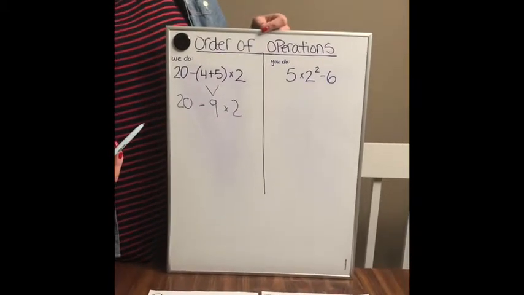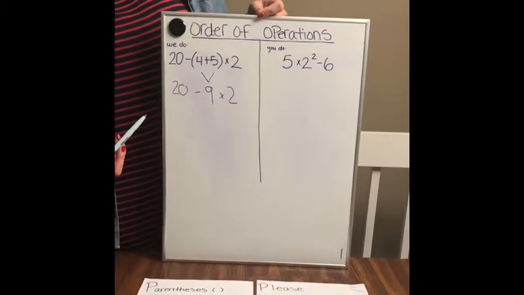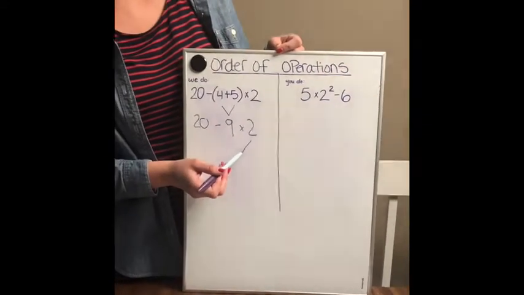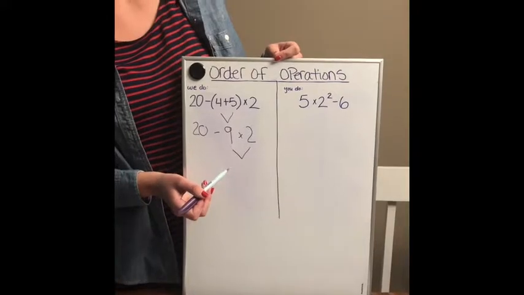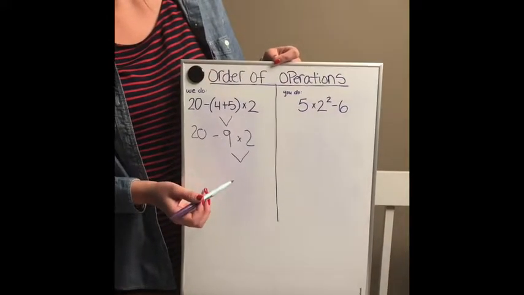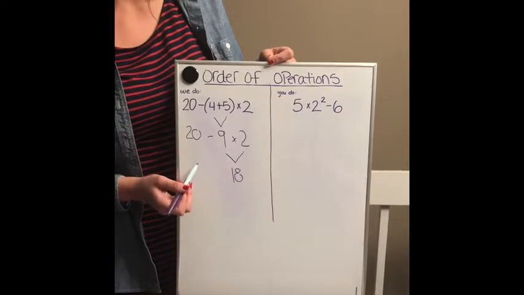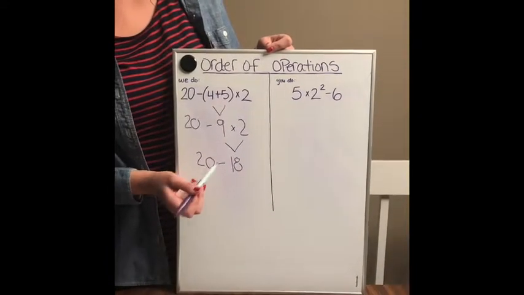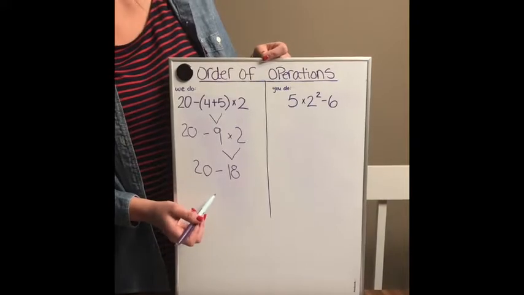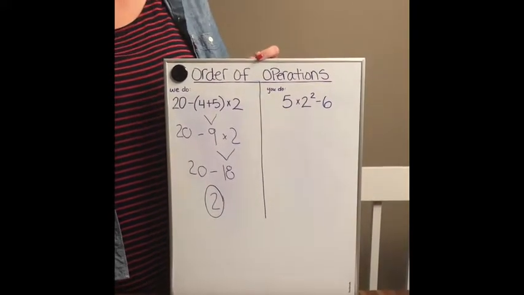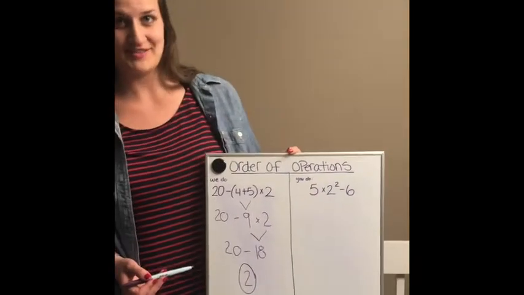What comes next? Please email my dad. Multiplication. Multiplication. So we're going to do 9 times 2, which is? 18. 18. Again, I'm going to bring this down here. 20 minus 18 is 2. 2. Okay. All right. Any questions on this one?